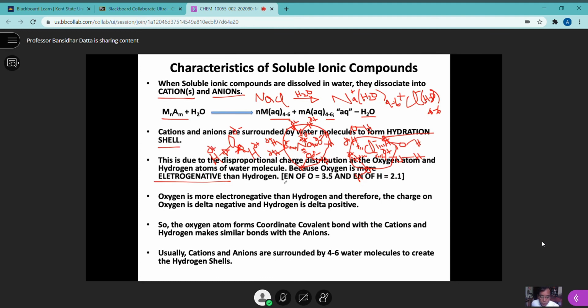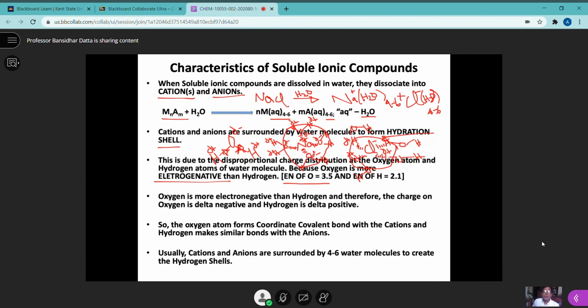In principle, the electronegativity of oxygen is 3.5. I'll explain again when we talk about molecular compounds. EN stands for electronegativity. The electronegativity of oxygen is 3.5 and the electronegativity of hydrogen is 2.1. And 2.1 is less than 3.5. Therefore, electrons are drawn towards oxygen. Oxygen becomes delta negative, hydrogen becomes delta positive. Because of that, water is polar. Polar means 2 poles, 2 dipoles: negative pole, positive pole. That's why we make 2 dipoles.